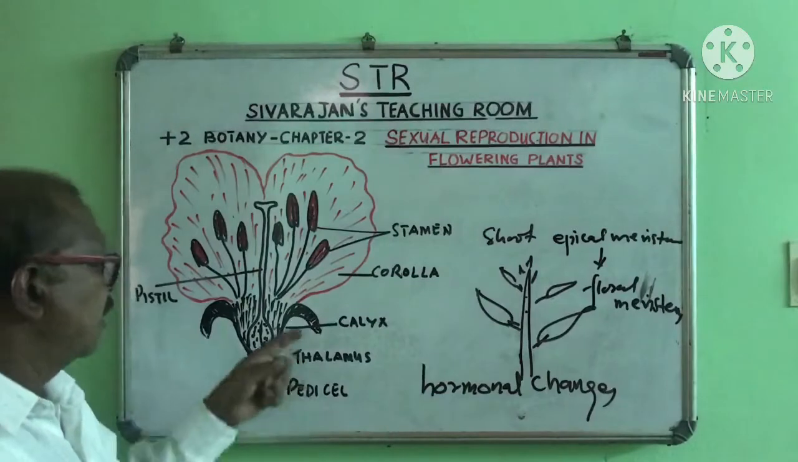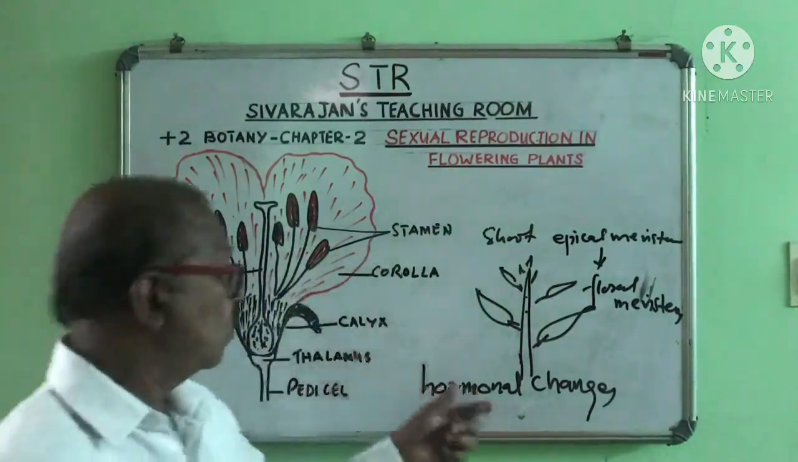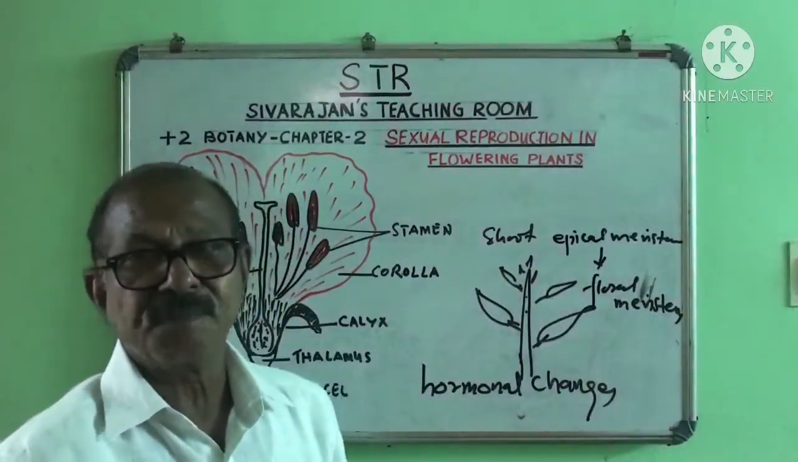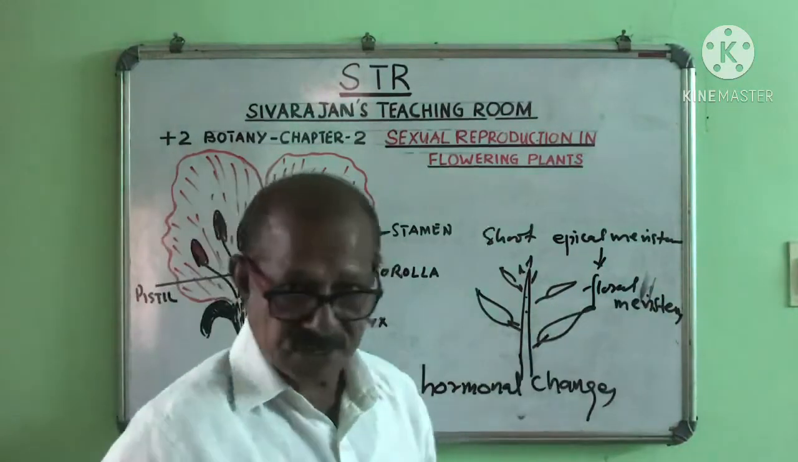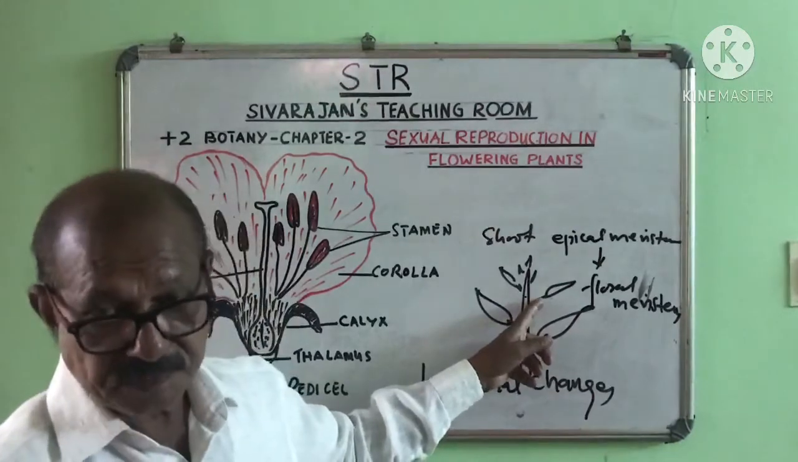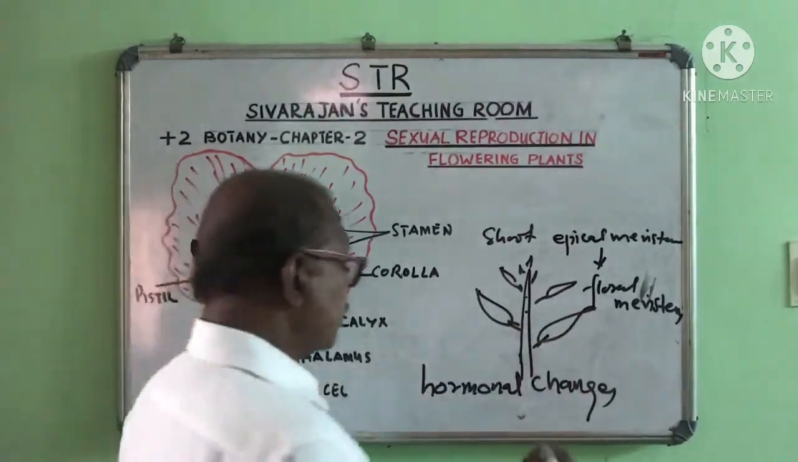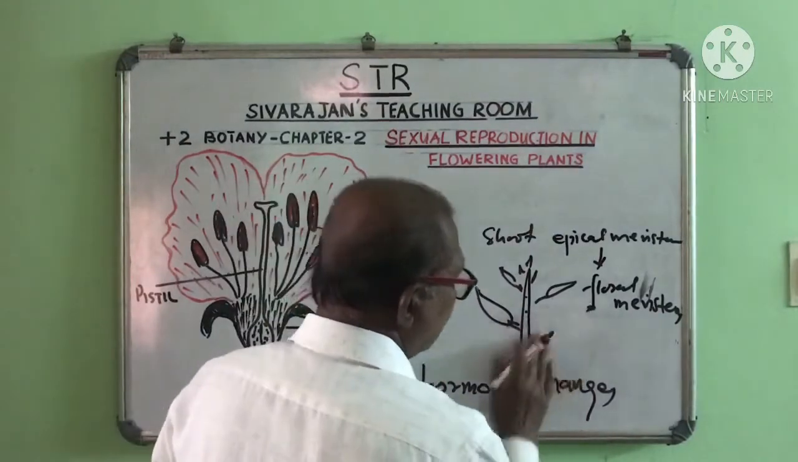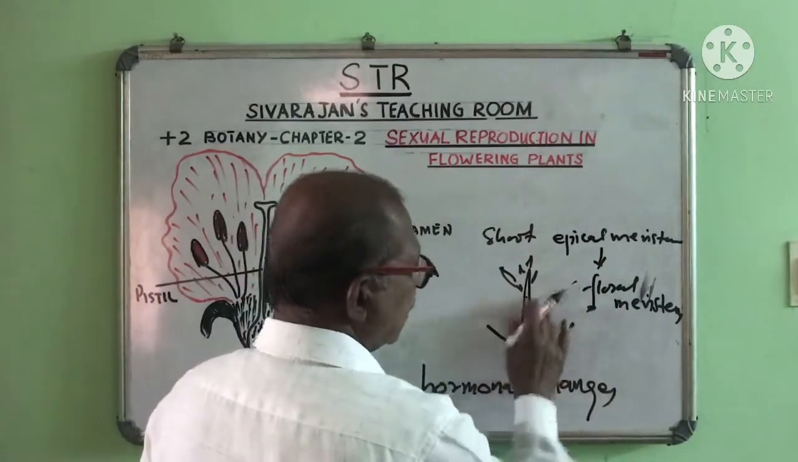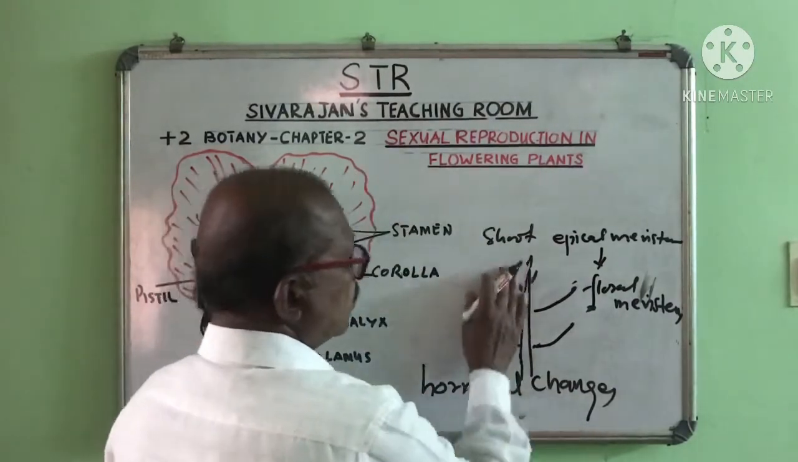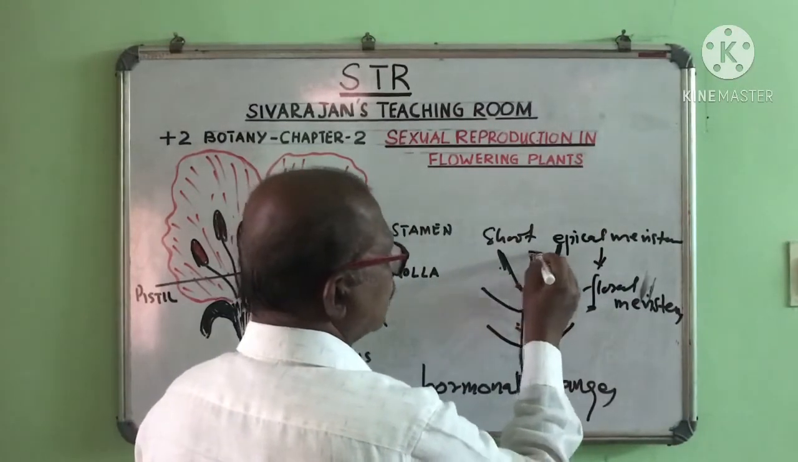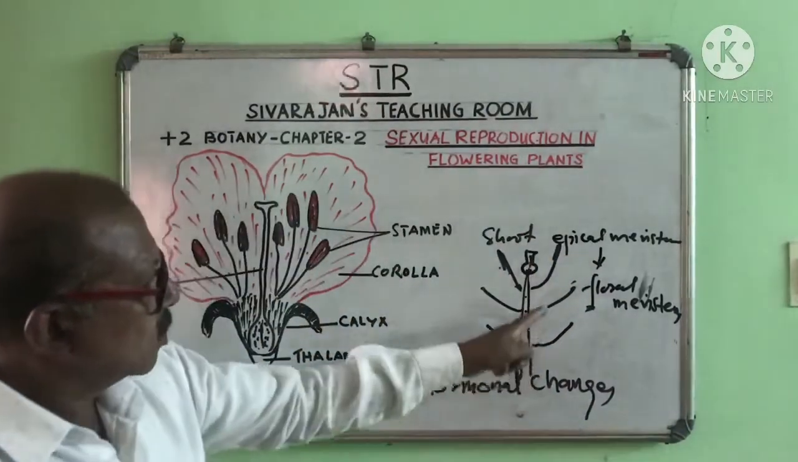What are the floral parts? Calyx, corolla, stamens and pistil. So due to hormonal changes, the shoot apical meristem undergoes structural changes and it becomes floral meristem. And from this floral meristem, instead of developing new leaves, the floral parts develop. So from the first node, instead of the leaf, it develops the calyx. From the second node, it develops the corolla. From the third node, it develops the stamens. And from the fourth node, it develops the pistil. So calyx, corolla, stamens and pistil.